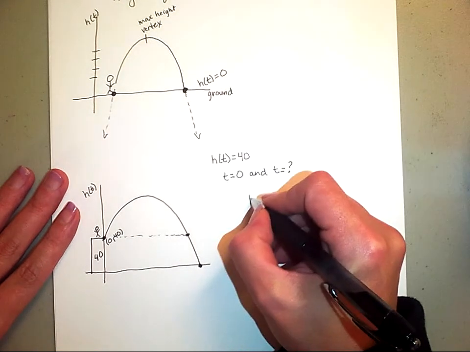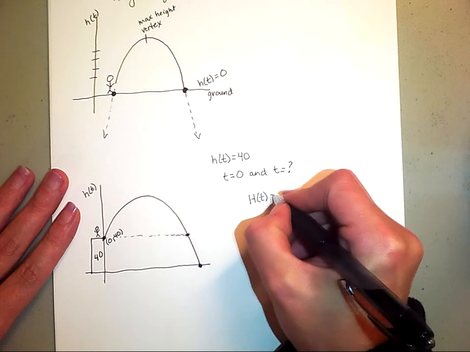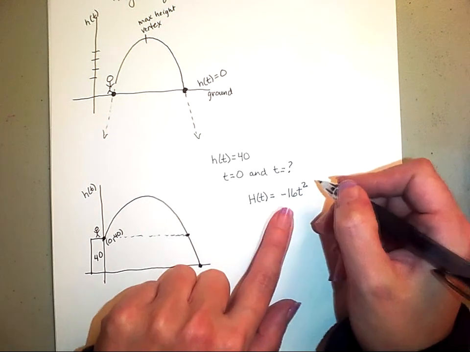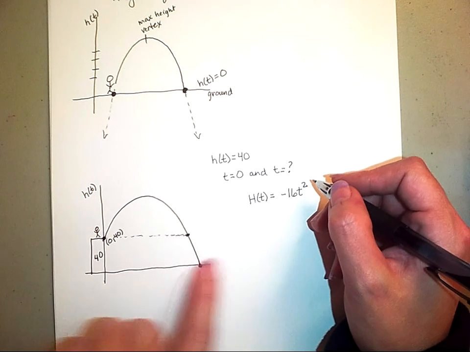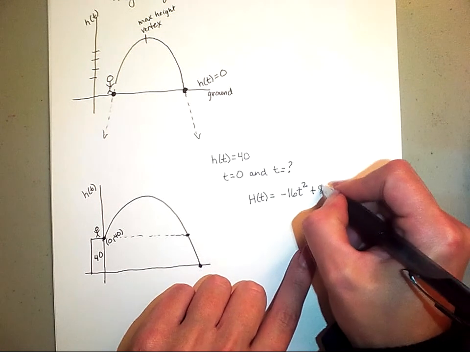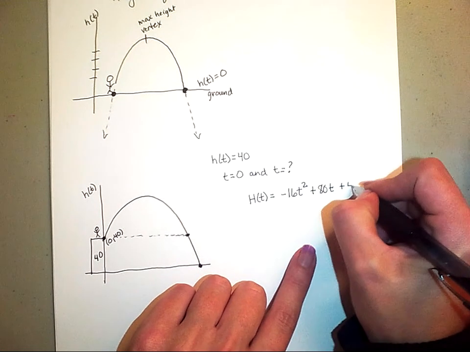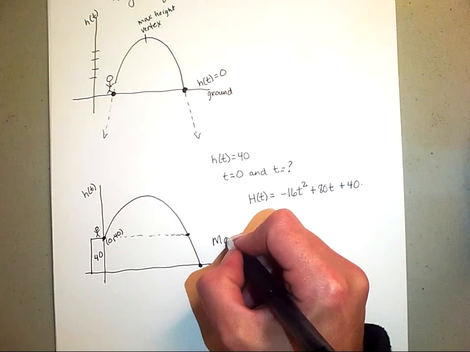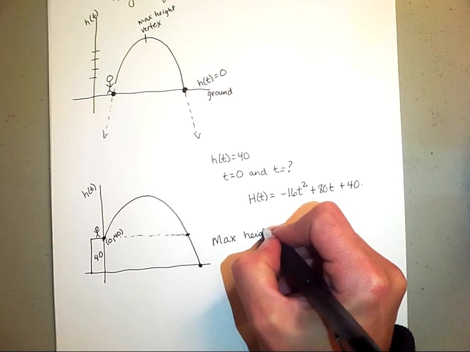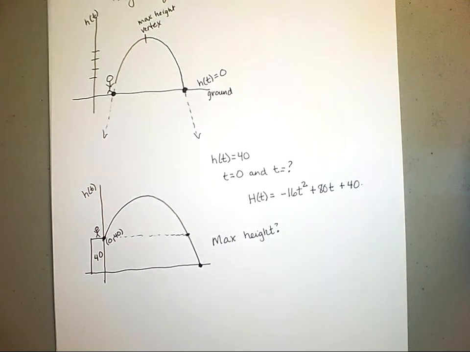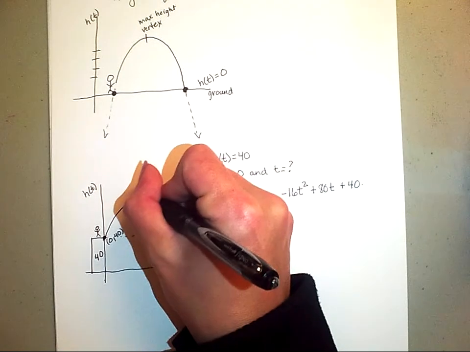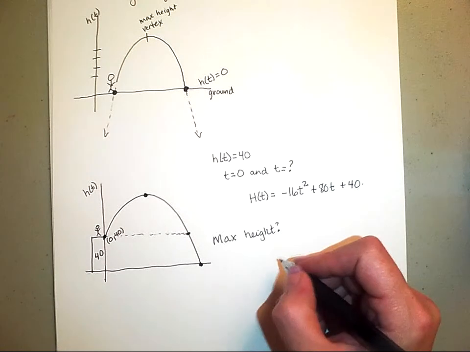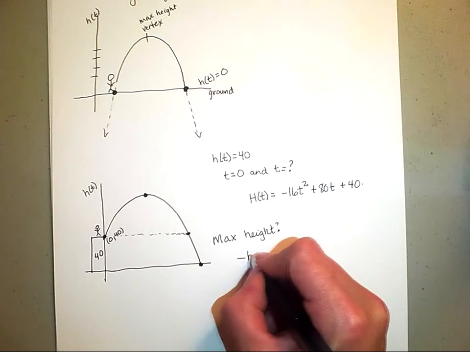Now we know that the height function, because it's given to us, we'll need to have this given to us, is negative 16t squared. It is concave down, so it matches our situation, plus 80t plus 40. So what if we were talking about the max height? Well, the maximum height is going to occur here at the vertex. So, okay, let's find the vertex.